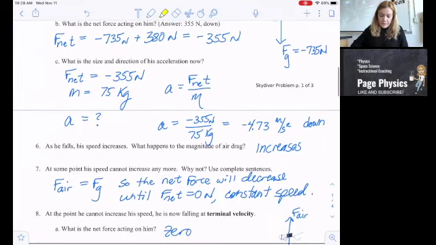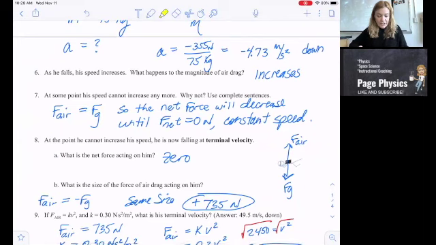Moving on. Number 6, as he falls, his speed increases. Makes sense, right? You're falling, it's getting faster and faster. What happens to the magnitude of the air drag? Magnitude just means size. Increase, decrease, stay the same is typically the answer for that. So the air drag is going to increase the faster you go. At some point, the speed can't increase anymore.